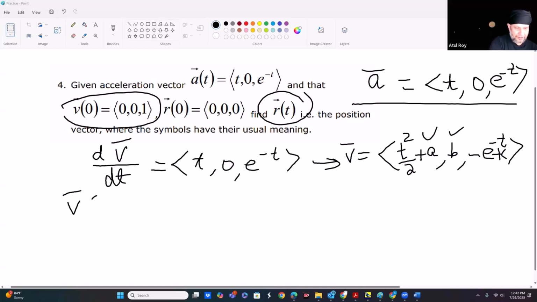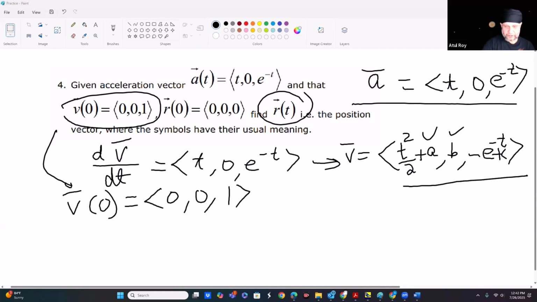V at 0 is 0, 0, 1. Isn't that given here? So what you can do is just substitute t equals 0 in here. So what do you obtain? t becomes 0, then this is a. Then here I have b, right? E to the negative 0 is how much? That's simply a 1 plus c, right? So what does it give us about a, b, and c now?